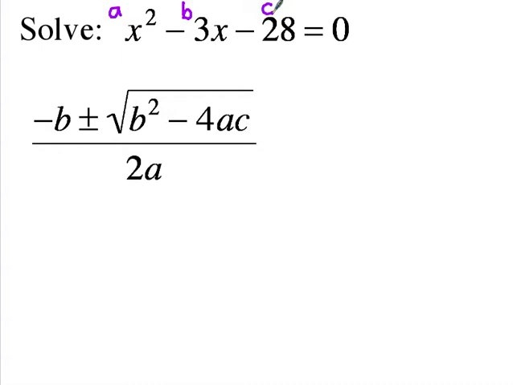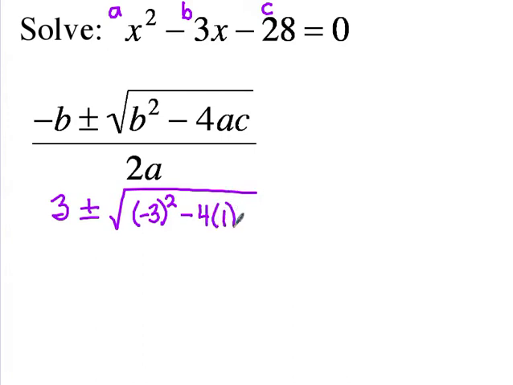So now it says negative B. Well, if B is negative 3, the negative of negative 3 would be positive 3. So basically, it's just the opposite of whatever B is. Okay, the square root of B squared. So what you could do if you wanted is you could write it this way. Minus 4, A is 1, and C is negative 28. And then all of that is over 2 times 1.